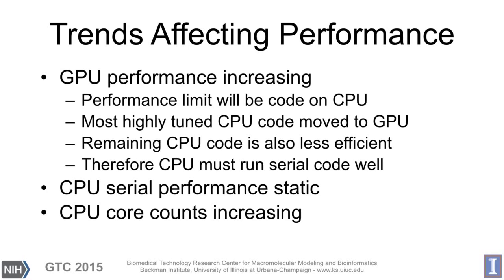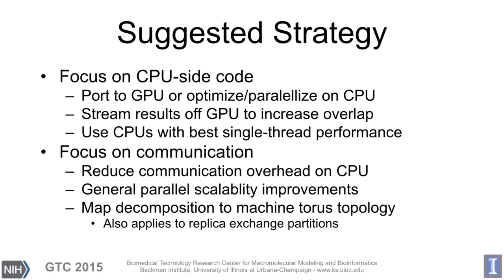So the strategy that we're taking is we're focusing on the CPU side of the code, and the things that are the bottlenecks there, we want to move those to the GPU. We also want to focus on communication. Whatever overhead there is on the CPU, if we're not using the network well, and are we using the network topology of the machine as a torus? What can we do to improve that? That's what's going to get us a performance increase.